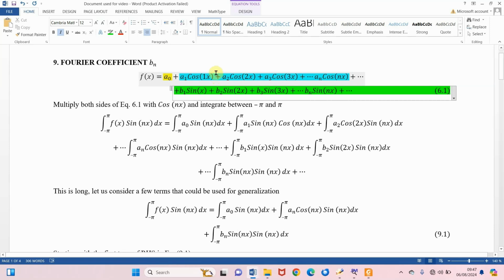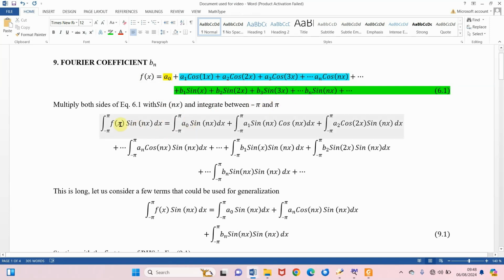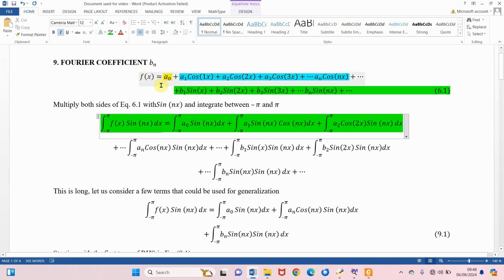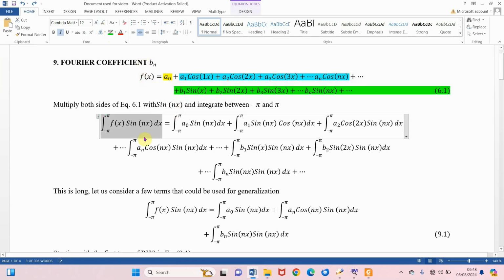So now we want to consider bn. For this bn, we multiply both sides by sin nx, and we evaluate the integral from minus pi to pi. So look at it now. We have sin nx multiplied there. This one here is the same thing as this. We multiply this one by sin nx, then we evaluate the integral. So we do it for all of them.